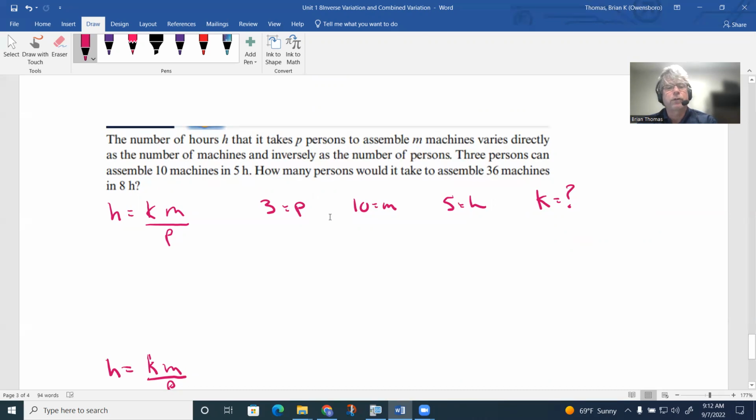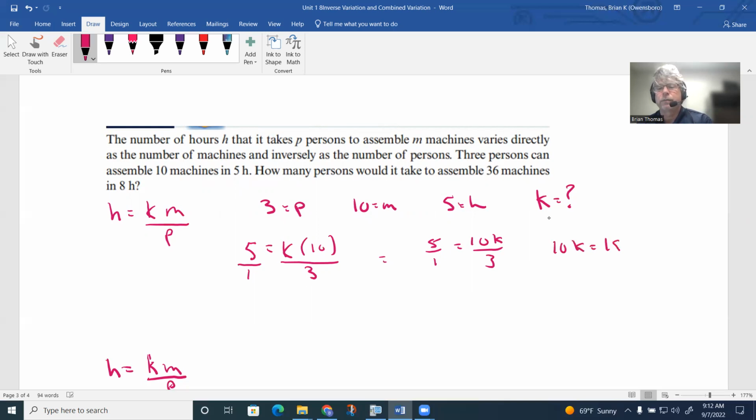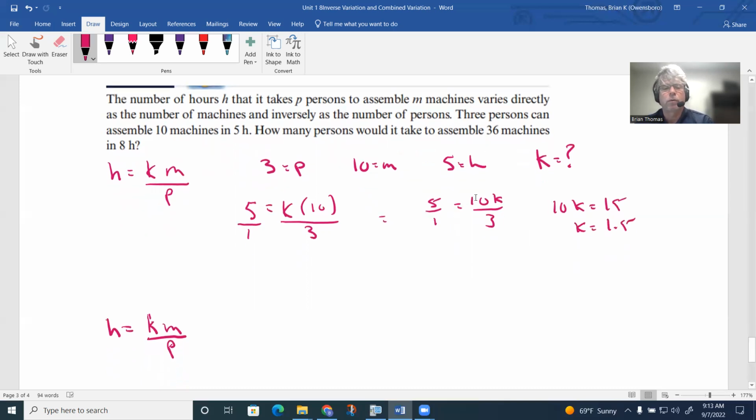So let's unpack this. We have 3 persons, 10 machines in 5 hours. What we don't know is the constant of variation on that first part. So we can substitute the 5 in for H. The constant of variation we don't know. We have 10 machines, and then we have 3 people on the bottom here. So I can put this as 5 over 1. If I solve this, we have 5 over 1 equals 10K over 3. Notice how this is a proportion. We can cross multiply. So this is going to be 10K equals 15. If I divide each side by 10, that's 1.5. So our constant of combined variation is 1.5.